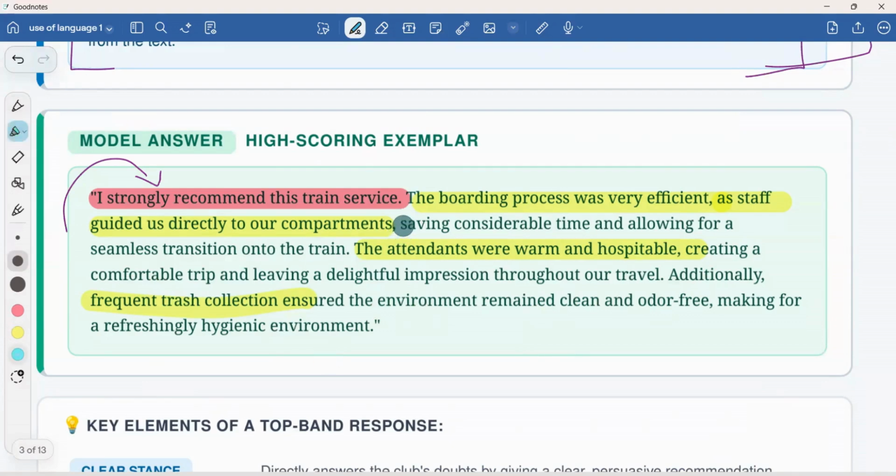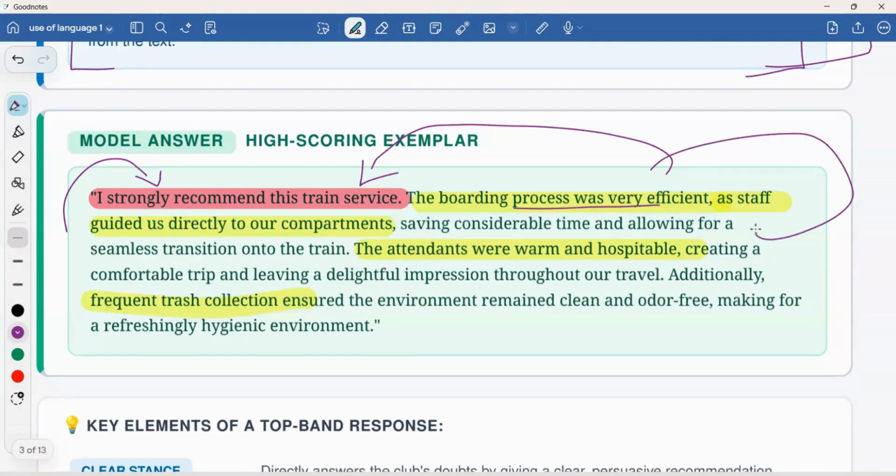Now we will see how we have developed on it. So we are just going to tell the interviewer how these details prove that the train service is highly recommended. And it is very interesting and good to get on this train. So these are the developments. Now let's look at the developments here. The boarding process was very efficient, saving considerable time and allowing for a seamless transition onto the train.